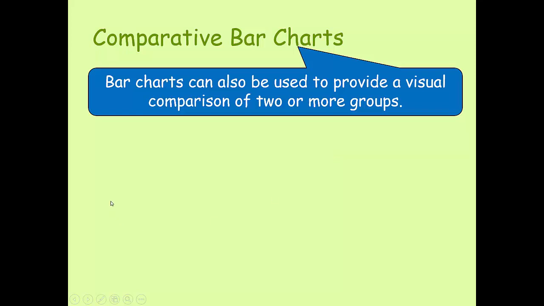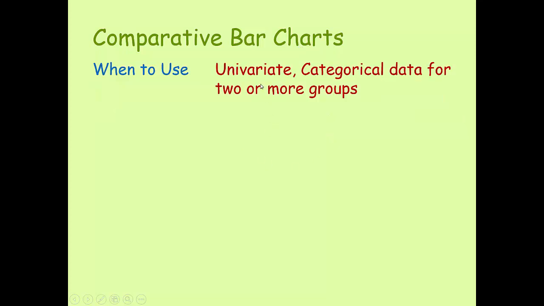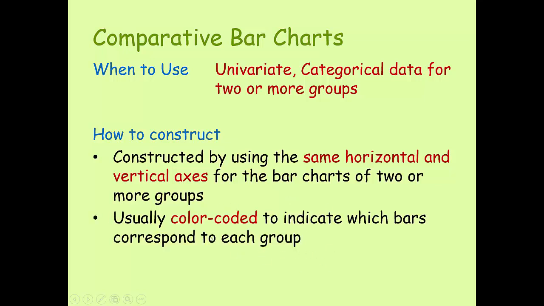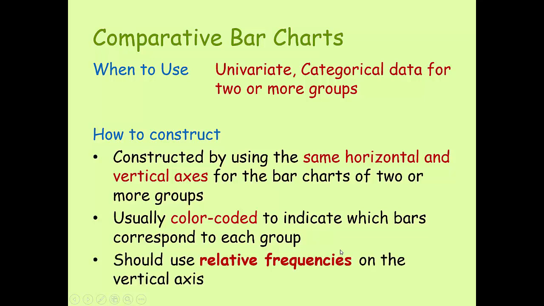Let's see what a comparative bar chart is. It's what it sounds like, where you're comparing 2 or more groups. When to use these, we have univariate categorical data, but for 2 or more groups. We construct it the same way, where we have our horizontal as our categories, our vertical is our frequency. But usually what we do is each group has a different color, so we color code them. And in this case, we use relative frequencies on the vertical axis. Can you think of why? Why would we use relative versus counts?